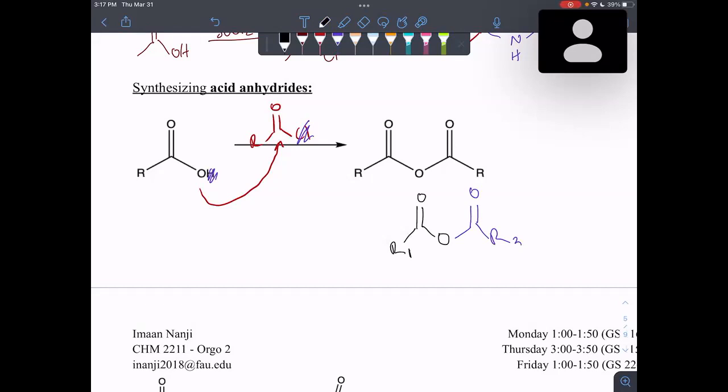So you couldn't do the same thing you did with an acid chloride. Like you couldn't just go ahead and attack this carboxylic acid with an acetate ion because the carboxylic acid is not reactive enough. It's not electrophilic enough, and it doesn't have a good enough leaving group. So we're going to have to use that to attack something that is more reactive.